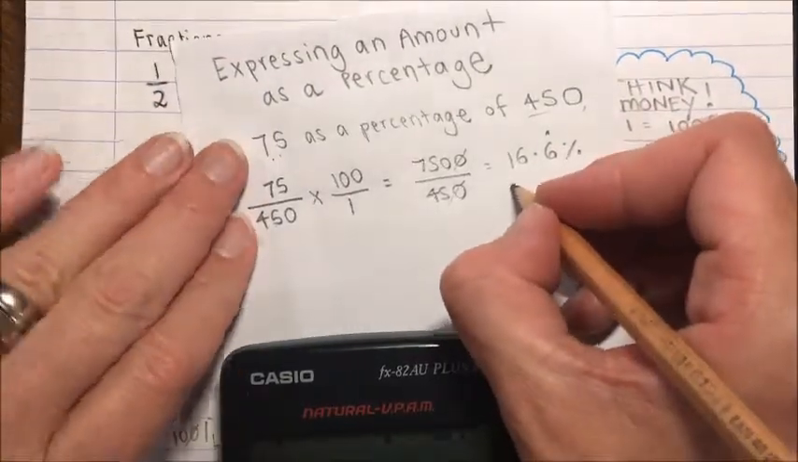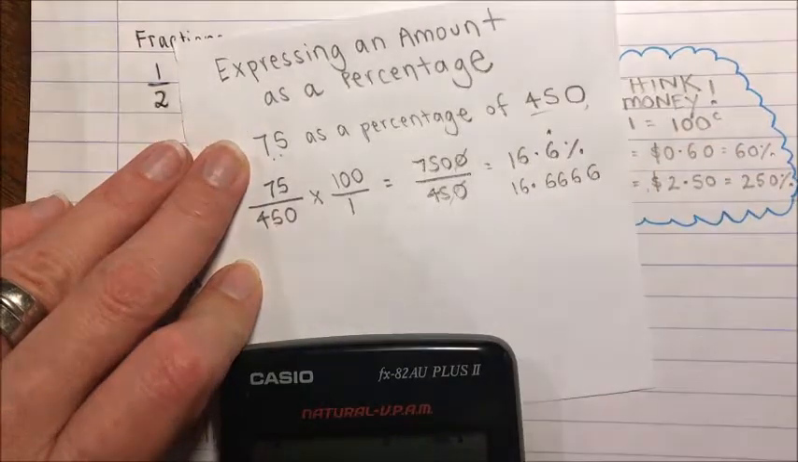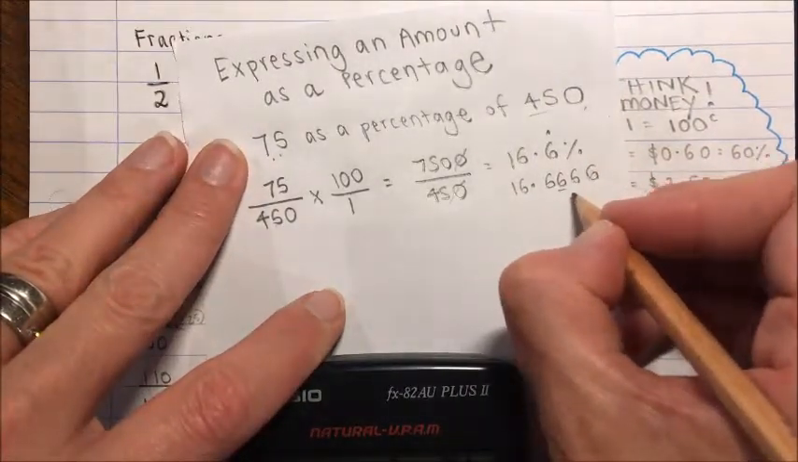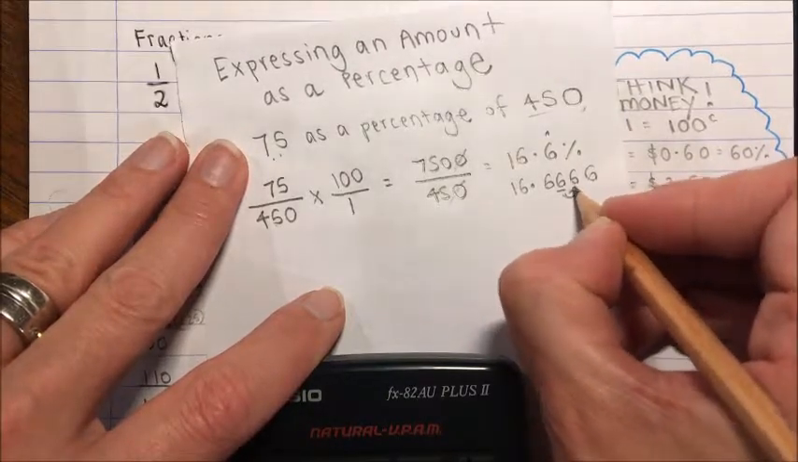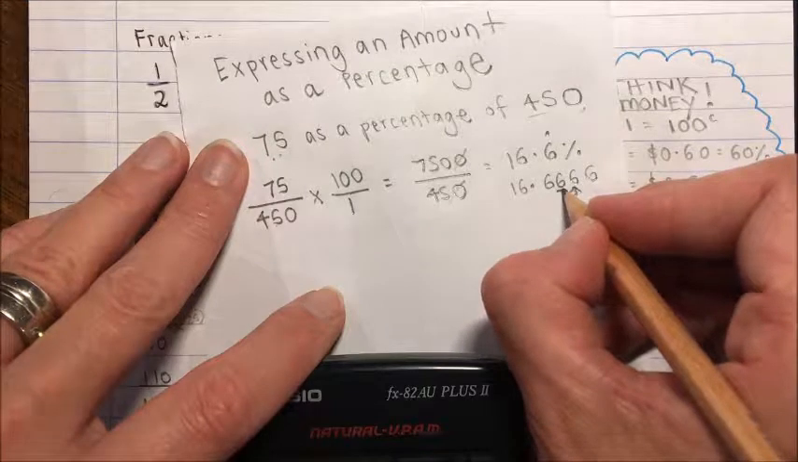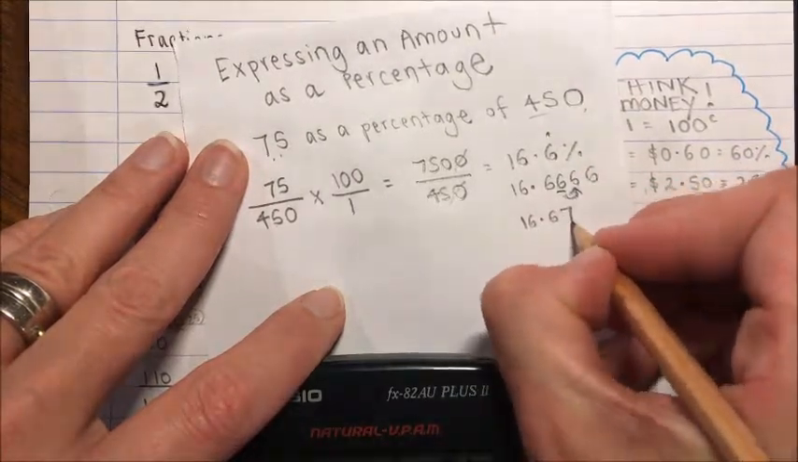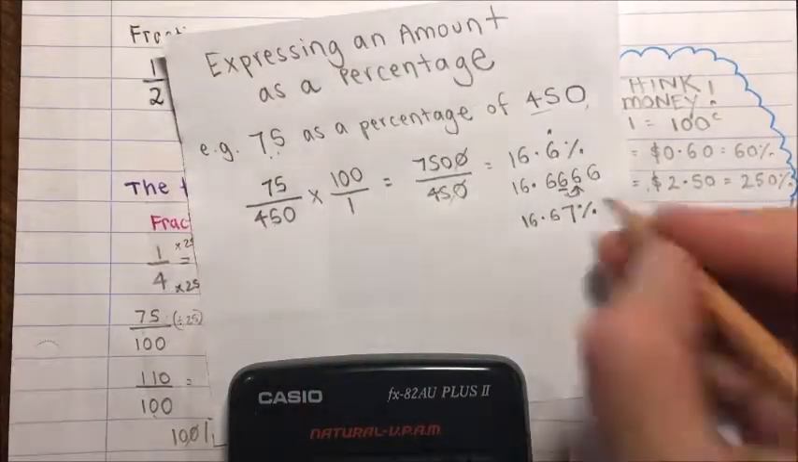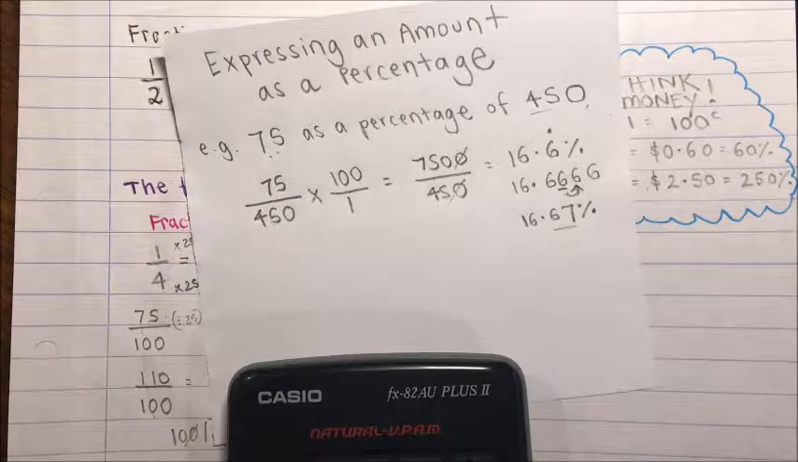So I know that that looks like 16.6666. If I want 2 decimal places, I want it to stop here. So I look at the number on the right, just the one directly next to it. It's above 5, so the 6 is rounded up. 16.67%. With percentages, we don't generally ever go past 2 decimal places. Excellent.